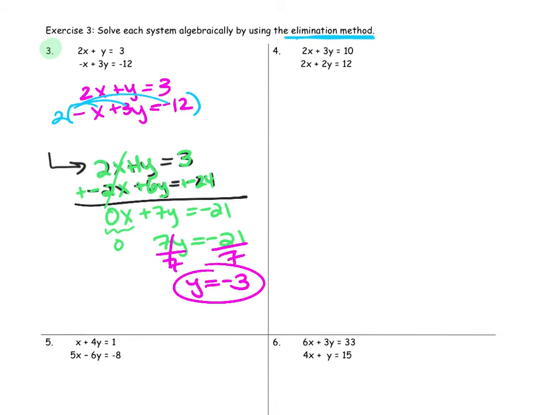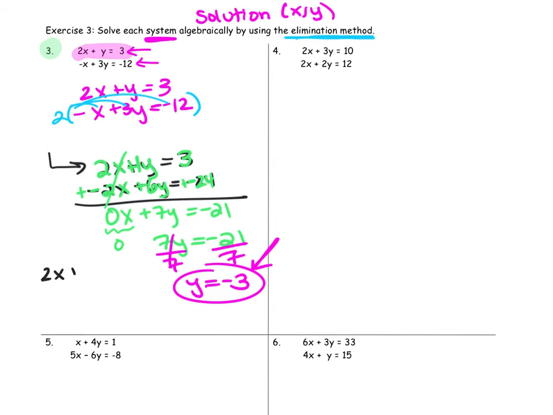Done? Finished? No. You need to solve this system, right? We got to find the solution. Solution is x comma y. Right now you just got me y. I need x. Again, to find x, plug back into either the top or the bottom equation. It doesn't matter. I'll go with the top.